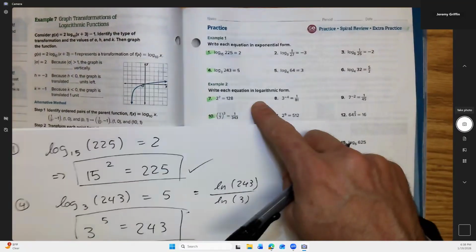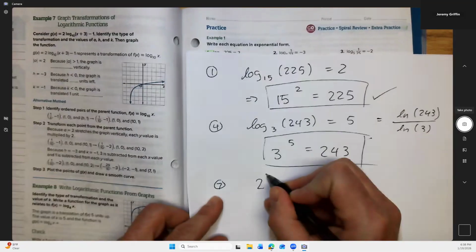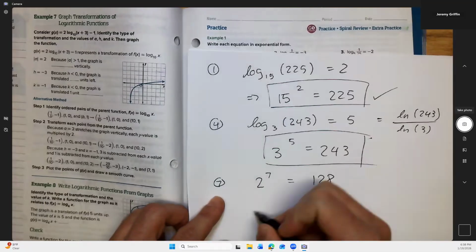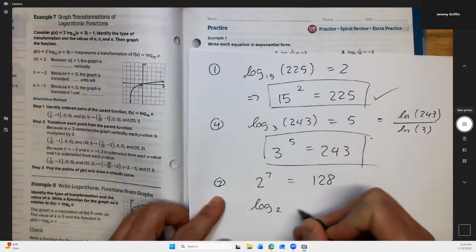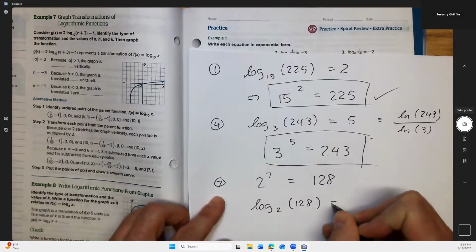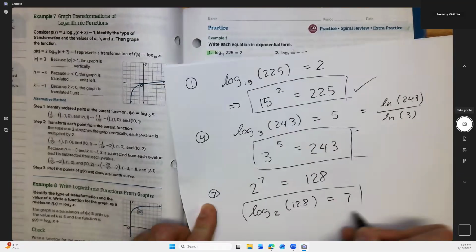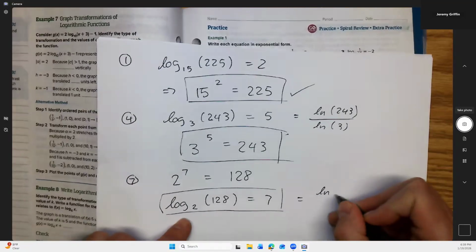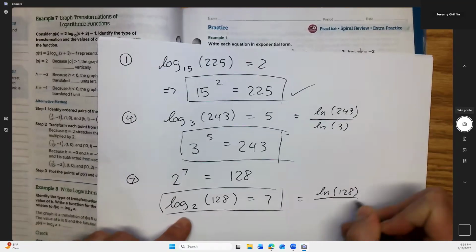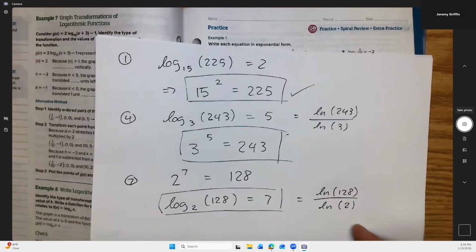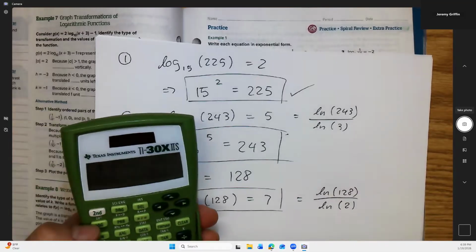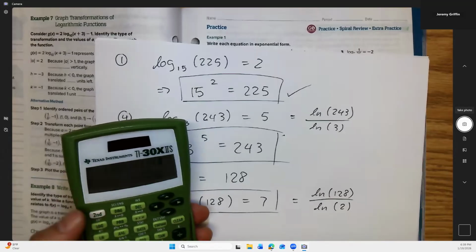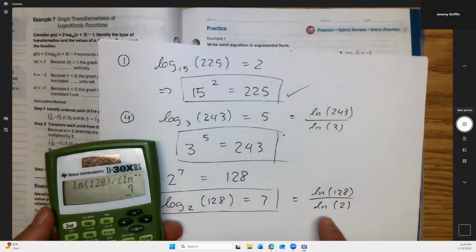Number 7. Write each equation in logarithmic form. Now we're going the other way. 2 to the power of 7 is 128. So I think that log base 2 of 128 would be 7. Now that's what they want you to write, but how do you know if that's true or not? Let me use this log trick I did before. Natural log of 128 divided by natural log of 2. As long as this tells me 7, then that worked. ln 128 over ln 2. Yeah, it is 7.